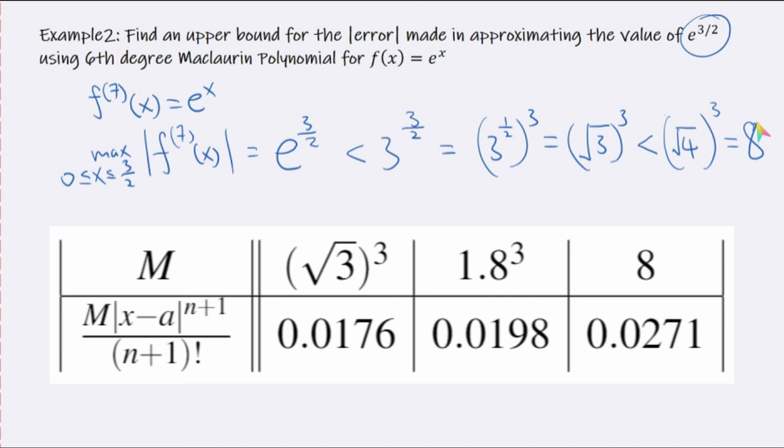So here you can see if we use 8 as our m, the upper bound of the error that we will get is 0.0271, which is really a small number already, but at the same time, this number is also over 50% bigger than 0.0176. Do you think it's acceptable to use 8? I guess there's no right or wrong answer here, but there definitely is an answer that I prefer. So what do you think?